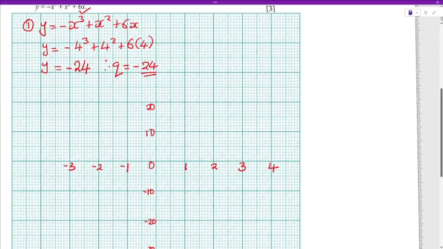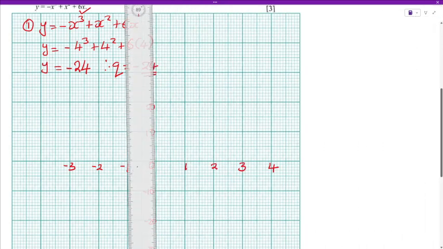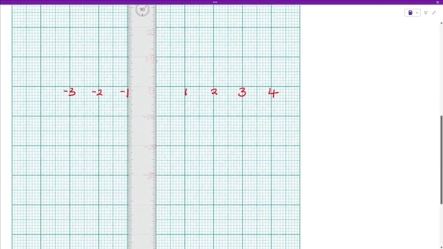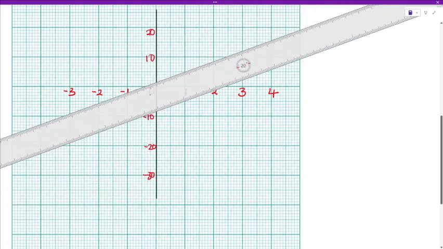Then we draw our graph. For this one, let me use a black pen so that we can clearly see the y-axis. We get our ruler, put it right there, put it at 90, somewhere there, and then we draw our y-axis, and then we turn it around so that we can draw our x-axis.